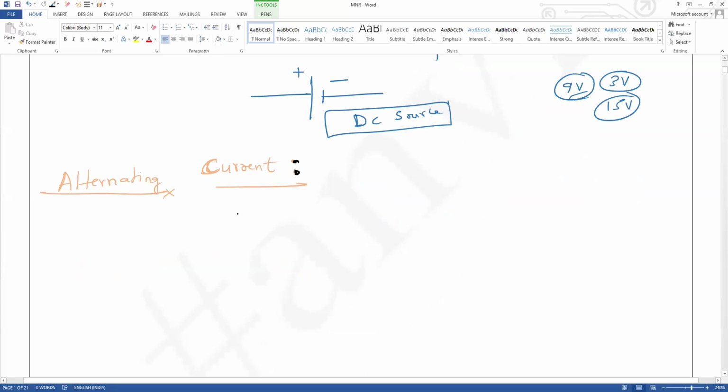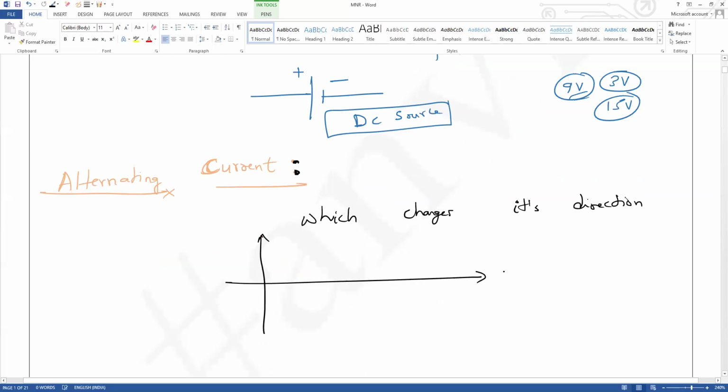Alternating current is the current which changes its direction, meaning it keeps on changing its direction, positive, negative, negative, positive, like a sine wave. We have studied AC currents. Last time in induced magnetism, we discussed the AC current.